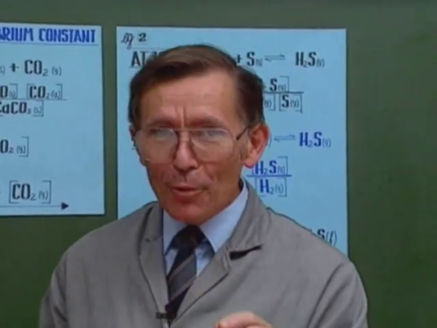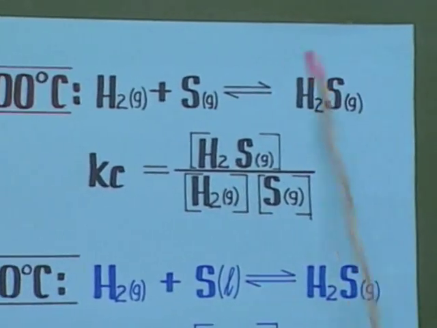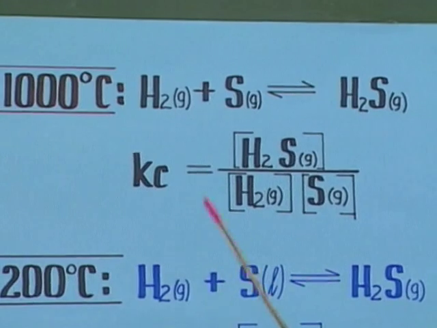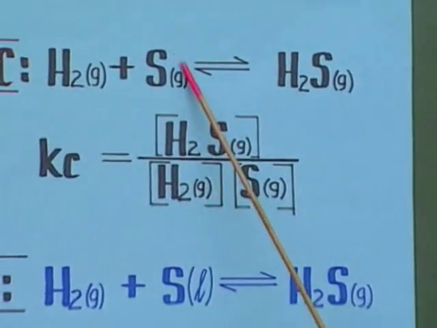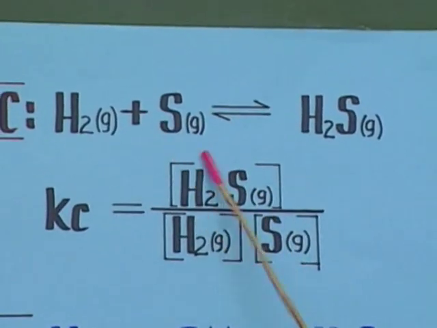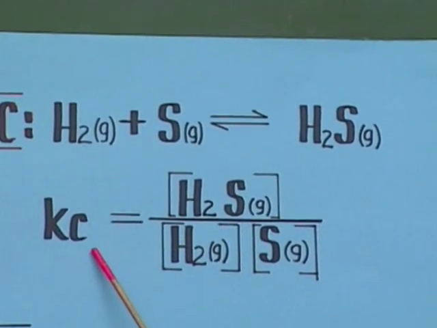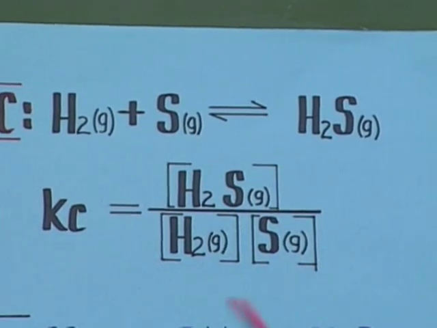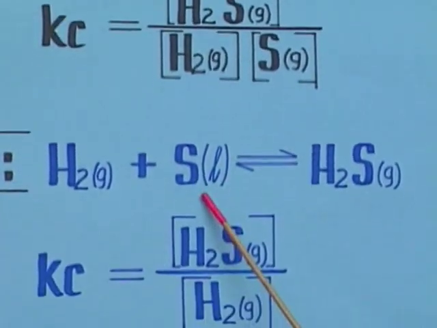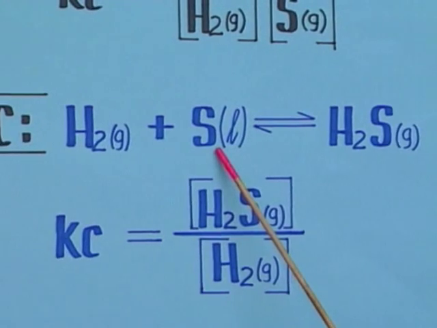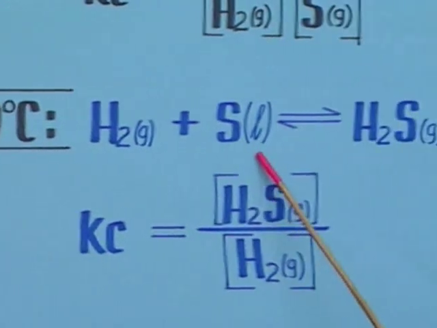A second example to emphasize the importance of taking the phase as specified by the equilibrium equation into account when we write the mass action equation is given here, where hydrogen gas reacts with sulfur to form hydrogen sulfide. When the equilibrium is established at 1000 degrees Celsius, the sulfur, which melts at 115 and boils at 440 degrees Celsius, will be in the gaseous phase. So the real equilibrium constant in this case is given by this expression, where all the concentrations are involved. But we know that sulfur melts at about 115 degrees Celsius. So if the equilibrium is established at 200 degrees Celsius, sulfur will be in the liquid phase.